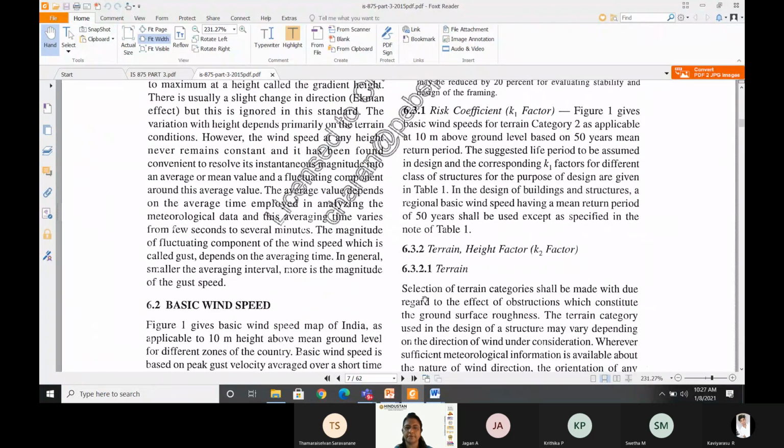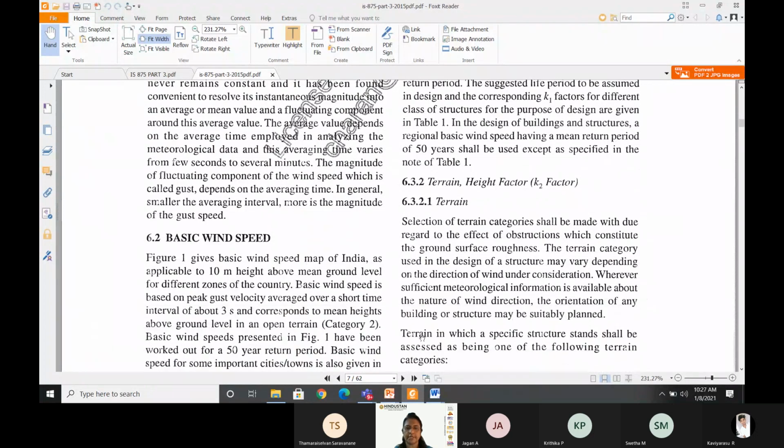So what is terrain? I'll just read it. Selection of terrain categories shall be made with due regard to the effect of obstructions which constitute the ground surface roughness. Last class I explained, when we do wind tunnel testing, if the proposed building that you are going to construct is surrounded by a number of buildings, then that terrain is different. The obstructions near the proposed building.